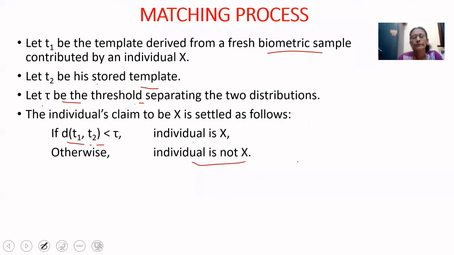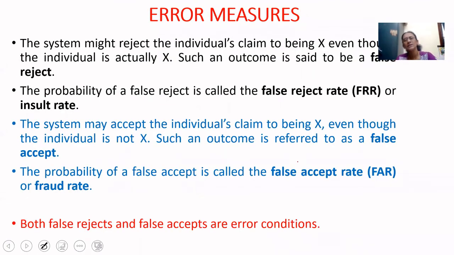Now, the system might reject the individual's claim to being X. X itself, the same person, is giving his sample, but the system may reject him. That is what is called a false reject. It is actually the correct person, but the system finds the distance to be greater than the threshold and so rejects. The probability of a false reject is called the false reject rate, FRR, or the insult rate.